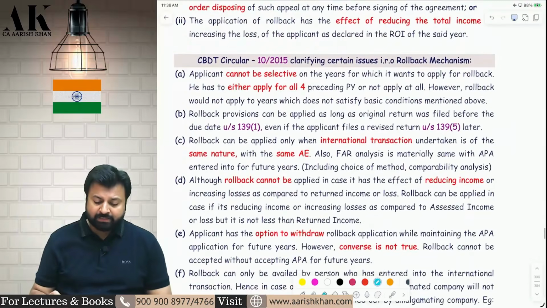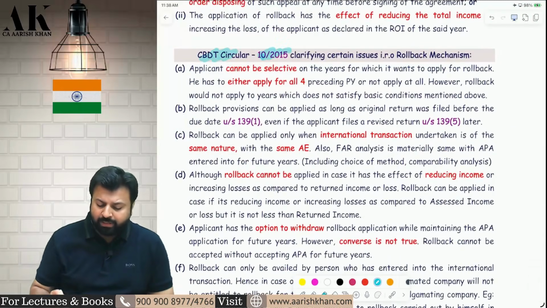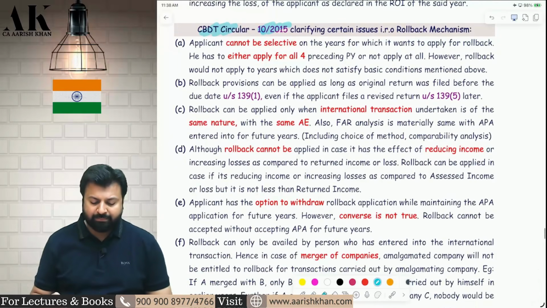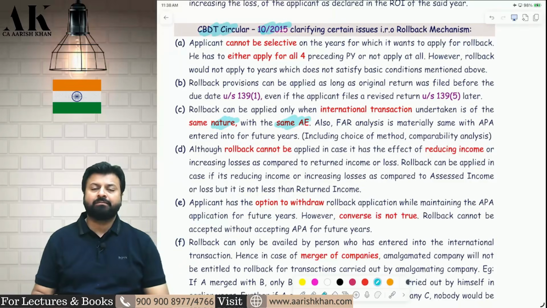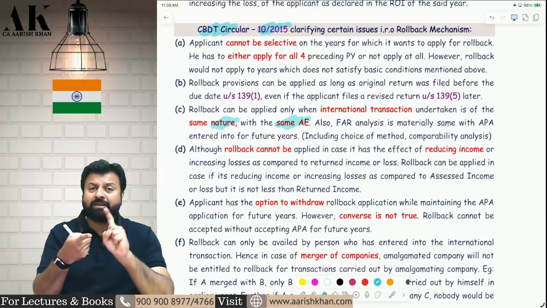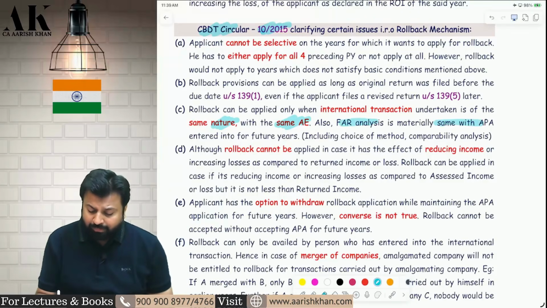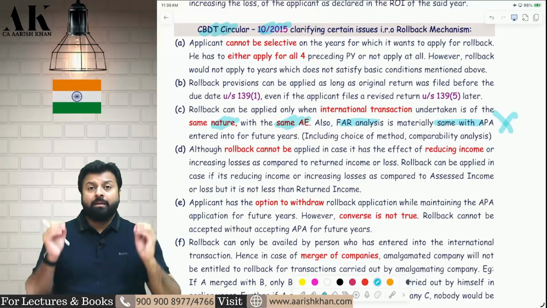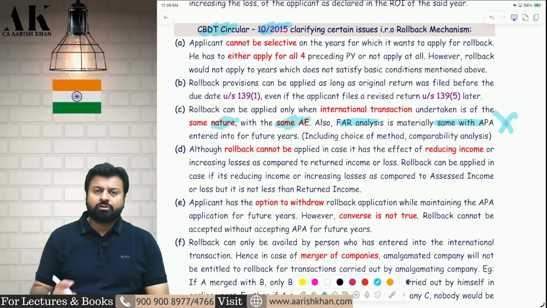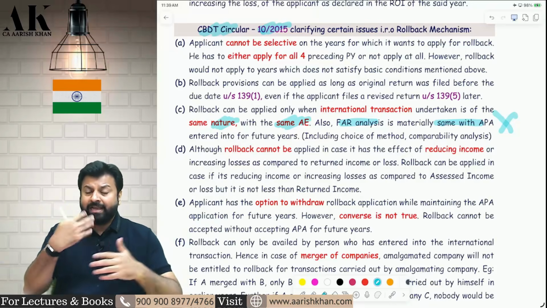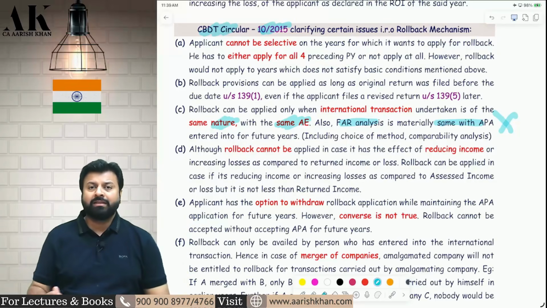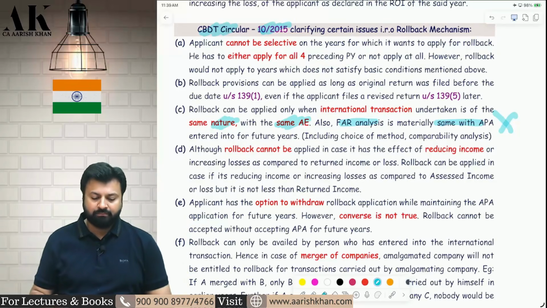Sir, what do you mean by same? The word same has been defined by CBDT in circular number 10/2015. What does the word same mean? Same means it should be of same nature, with the same associate entity, and the FAR analysis should not materially change. Minor change is okay. Materially it should not change. So royalty, XYZ, XYZ. Along with that, the FAR analysis: functions, assets and risk of the company. Minor change is okay. Major change should not be there in the functions of the company, in the assets employed of the company, in the risk taken of the company. Then it can be called the same. I hope it is clear.